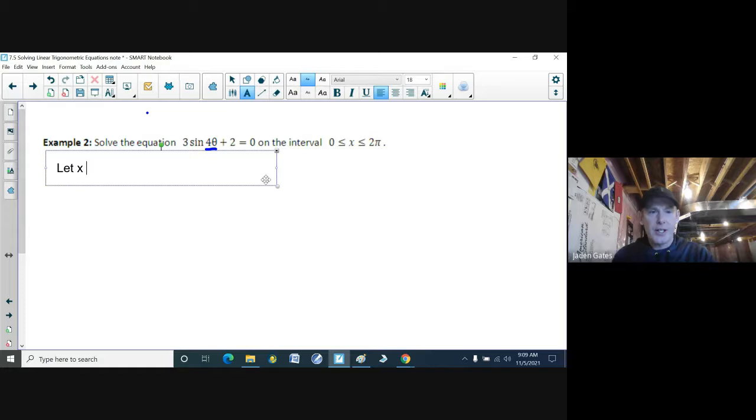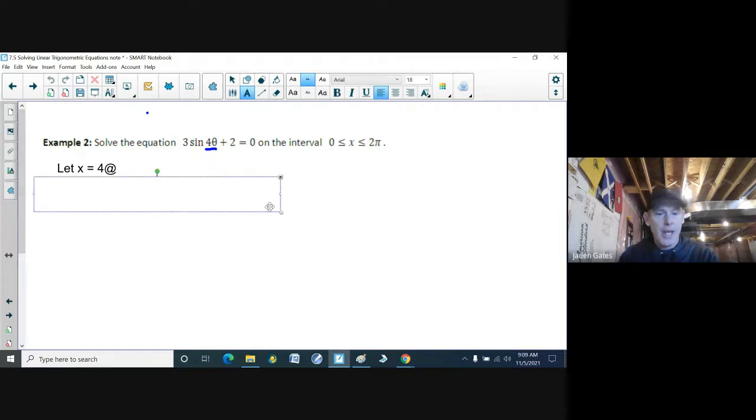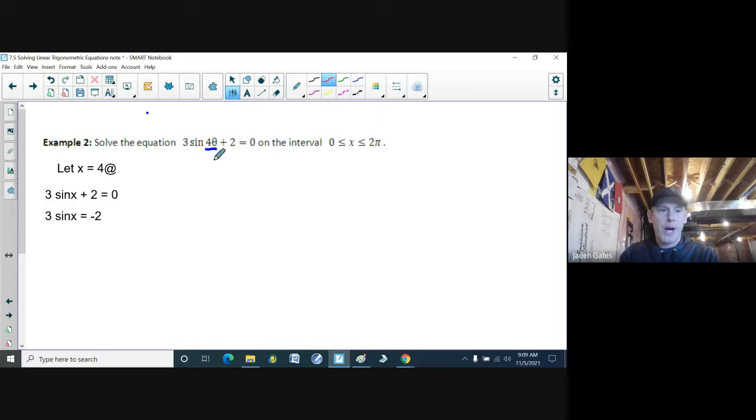And I'm going to let x, and it's not the last time we're going to do this today, I'm going to let x equal 4 theta. That way my equation now, I'm just dealing with an x. So my equation now is 3 times sine x plus 2 equals 0. And just like I did in the last example, now I'm going to get this sine ratio by itself. So I'm going to have 3 sine x equals -2. Then I'm going to divide both sides by 3.